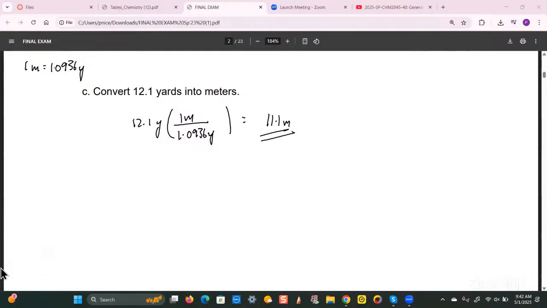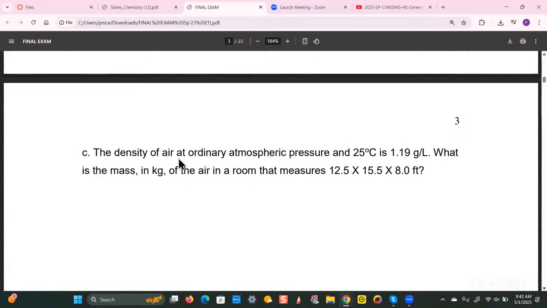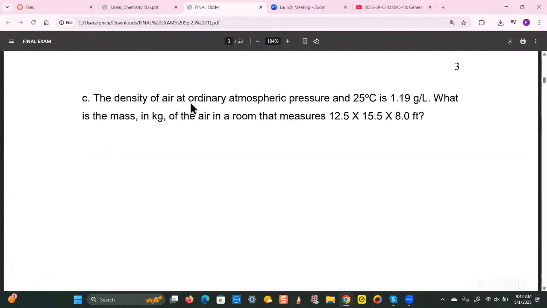So let me get this. Let's go down to the next question. Okay, so this one says the density of air at ordinary atmospheric pressure at 25 degrees Celsius is 1.119 grams per liter. What is the mass in kilograms of the air in a room that measures 12.5 by 15.5 by 8.0 feet? All right. So basically, this is involving the relationship between mass, volume, and density.